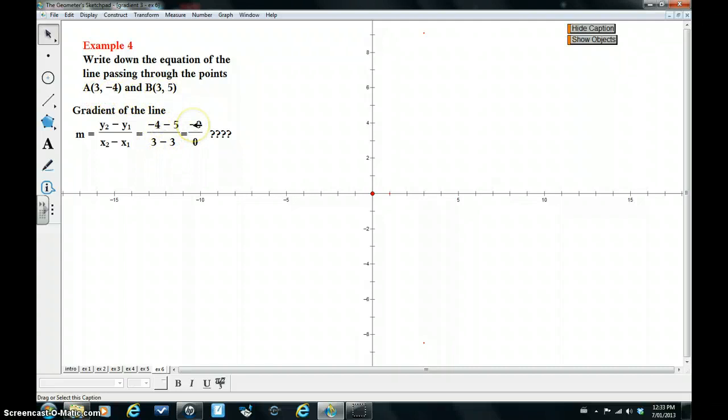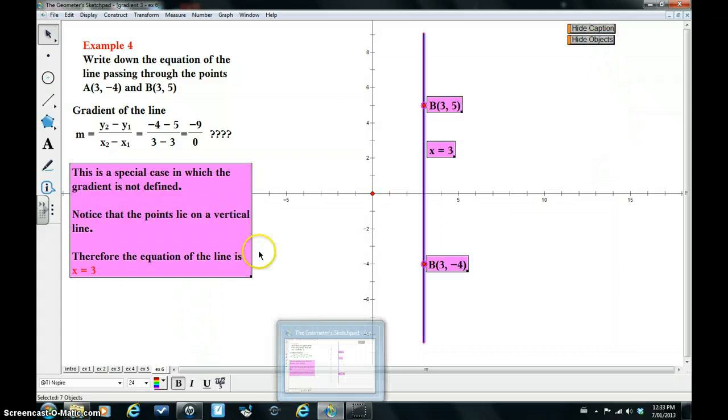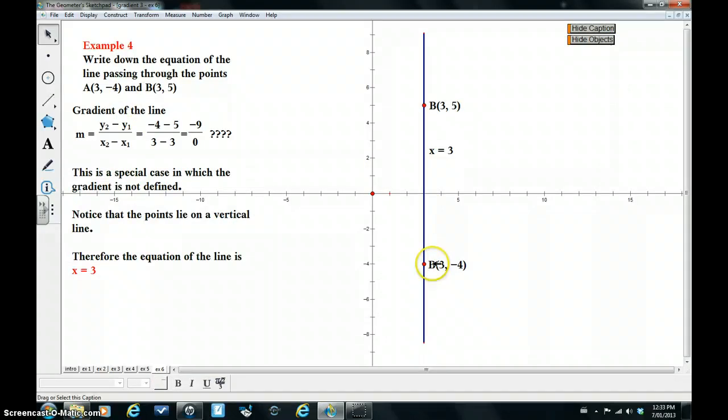This is rather odd because you end up dividing by 0 and you cannot divide by 0. So the gradient m is undefined, and if you remember, if you have an undefined gradient, that means the line must be vertical, and that's what it is because it goes through the points 3, -4 and 3, 5, and you can see it's a vertical line, and therefore it's a special case because it goes through the point x is 3. It has equation x equals 3.